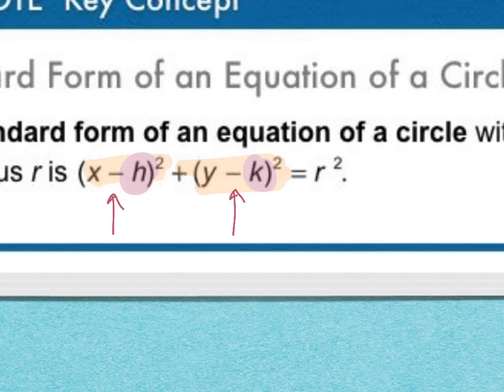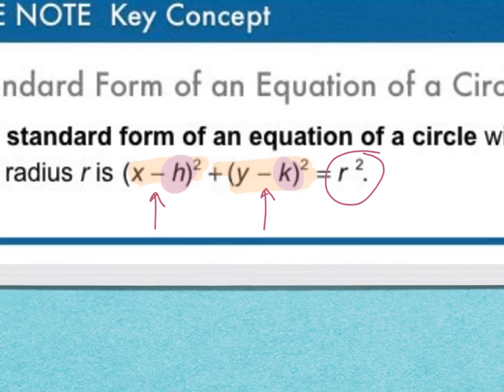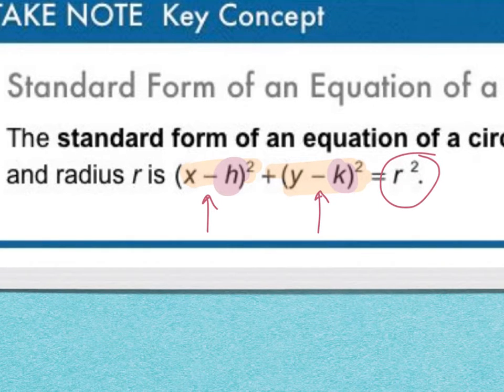And then this is going to be equal to r squared. So r is our radius of the circle, and our equation gives it to us squared. So we just have to take the square root to find what r is.